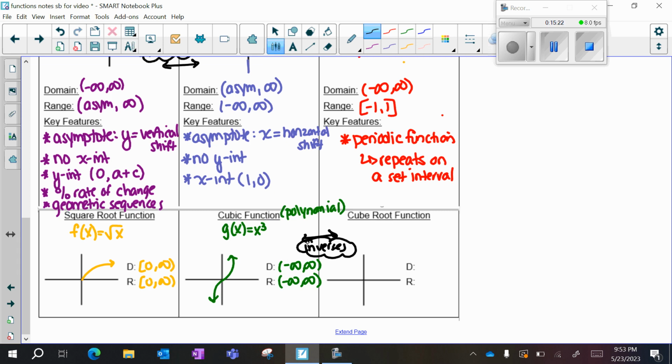Because now I'm going to do the cube root function, which is going to look like this. My domain is all real numbers, as is the range.